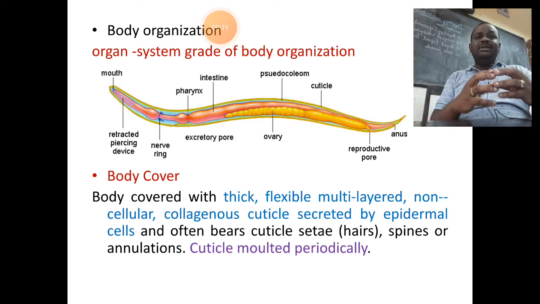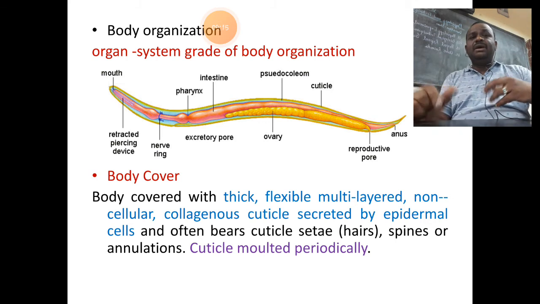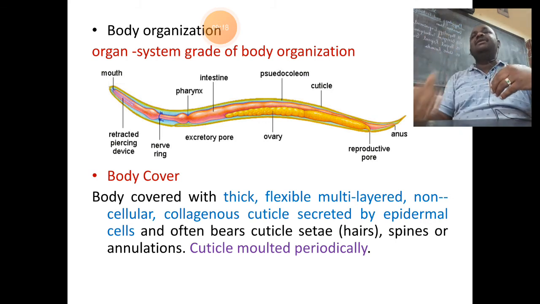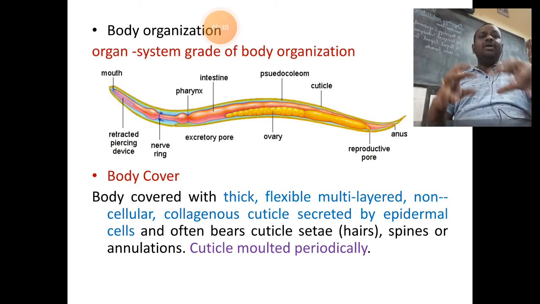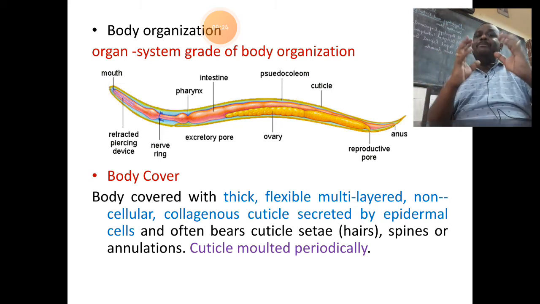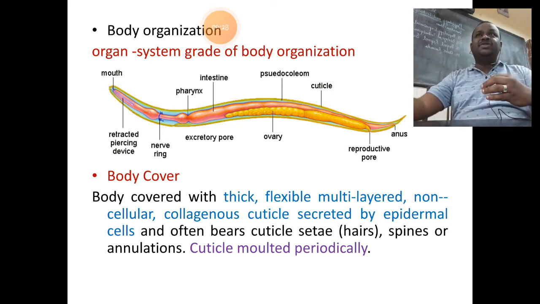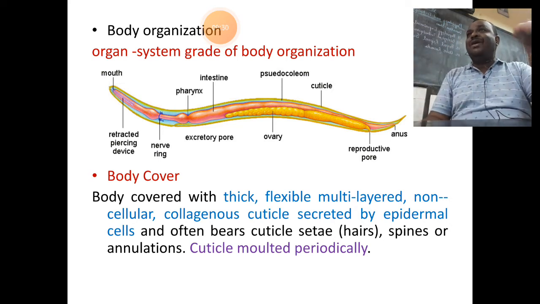For example, there are many organs involved for a digestive system. Many organs are involved for a reproductive system. Many organs are involved for the excretory system. Likewise, when many organs together function for a particular physiology, the grade of body organization, we call it as organ system grade of body organization.